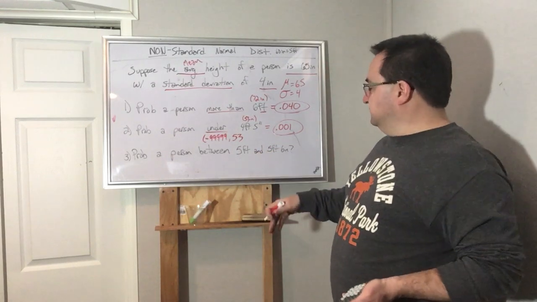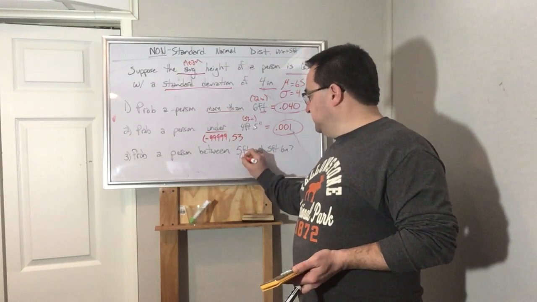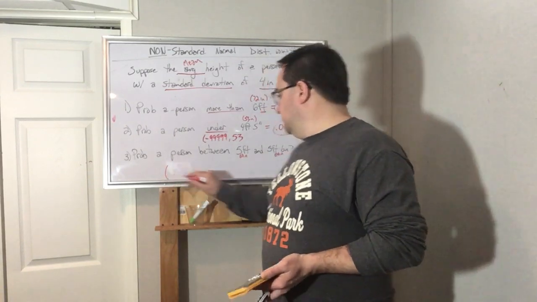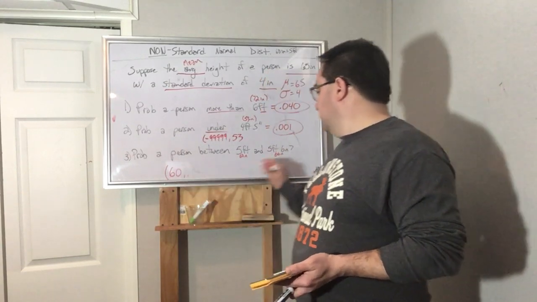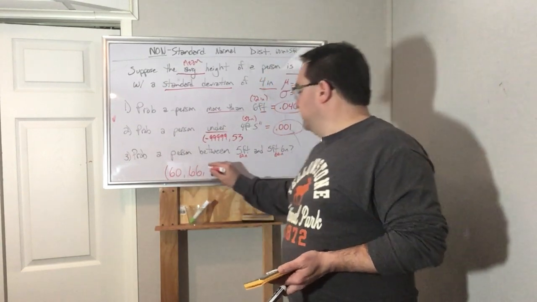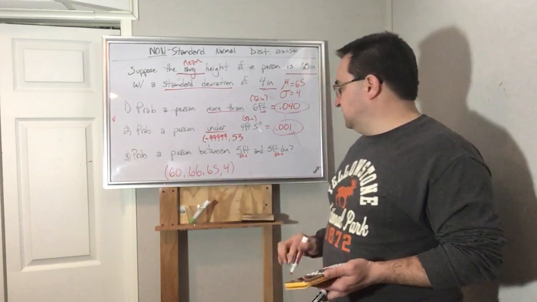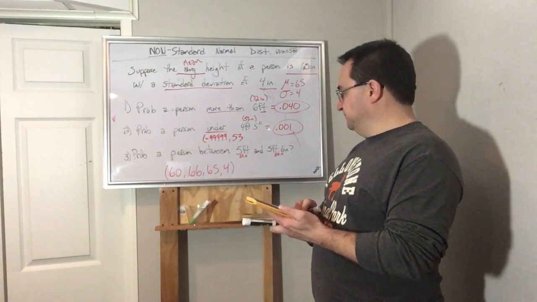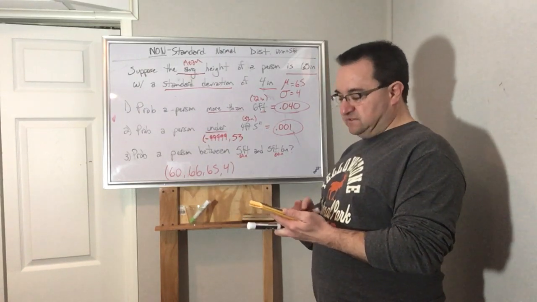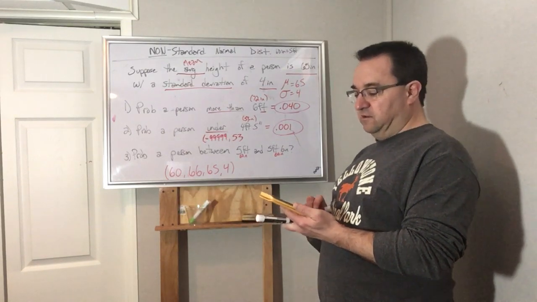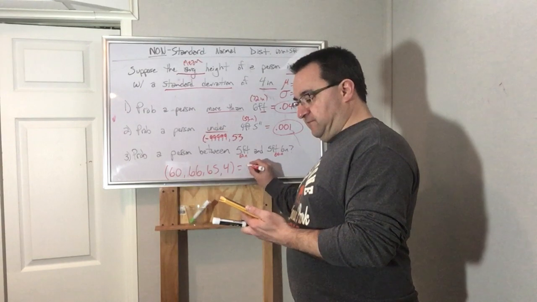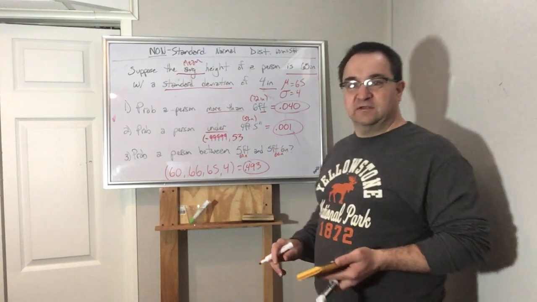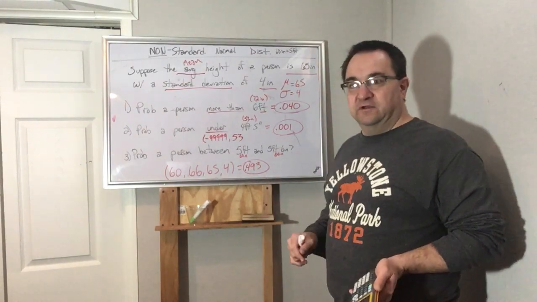Finally, between two values, well, 5 foot would be 60 inches. 5'6" would be 66 inches. So for this, my low value is 60. My high value is 66. My mean is 65 and the standard deviation is 4. Second distribution, CDF, 60, 66, 65, 4, and I get 49.493. So 49% of all the people would be between 5 foot and 5'6".